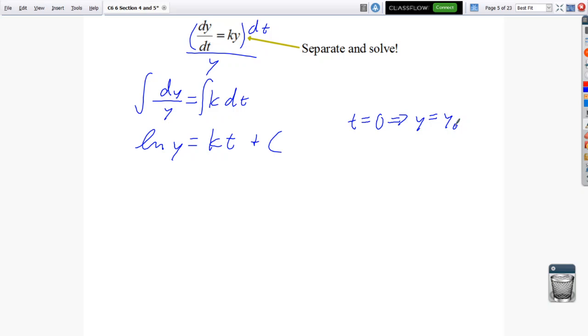Because why not? That was a joke. No, naught is just another way of saying 0. So y sub 0 you read as y naught. And y naught just means the population at time t equals 0.